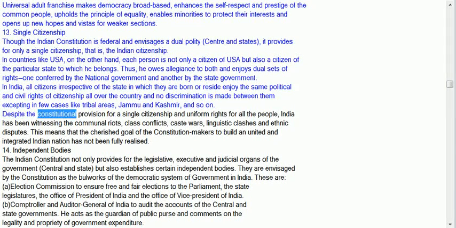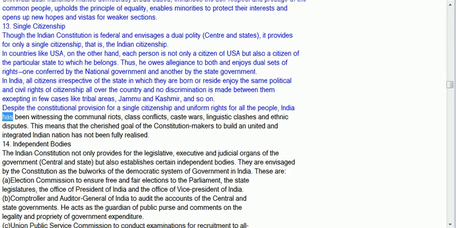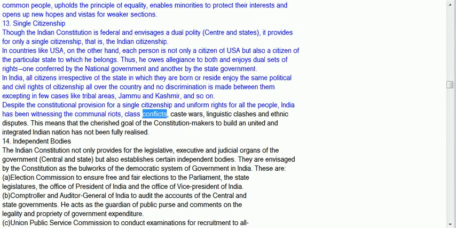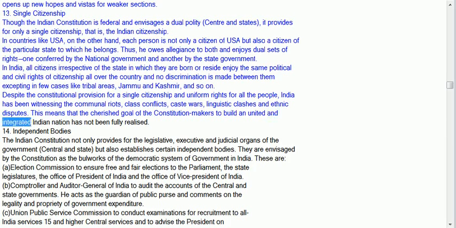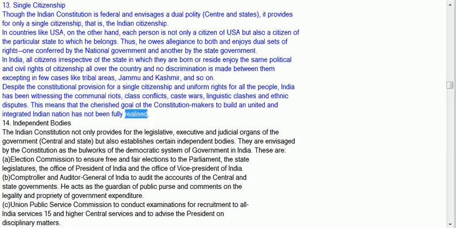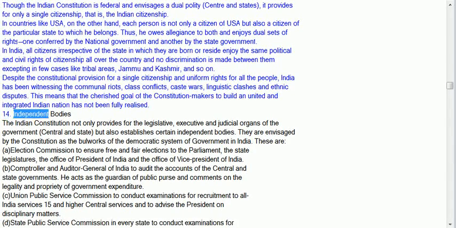Despite the constitutional provision for a single citizenship and uniform rights for all the people, India has been witnessing communal riots, class conflicts, caste wars, linguistic clashes and ethnic disputes. This means that the cherished goal of the constitution makers to build a united and integrated Indian nation has not been fully realized.